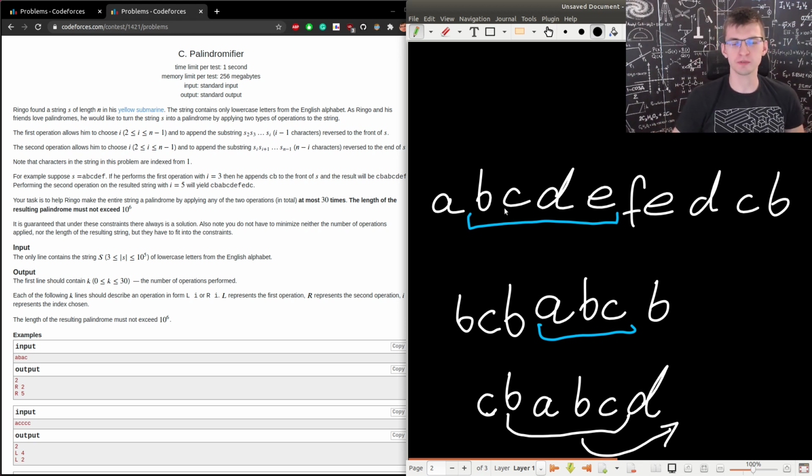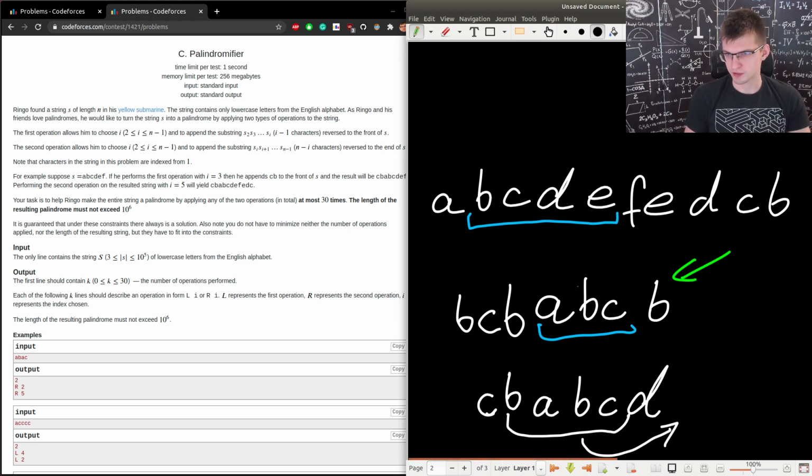I can write a brute force to tell me what I should do. If it tells me a sequence of operations for A, B, C, D, E, I think I'm good. But maybe let's try to use this one. A, B, C. B copied to the end. And B, C copied here. And because B was so nearby, I copied it here.